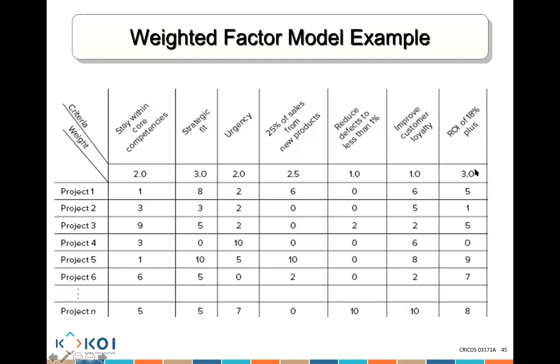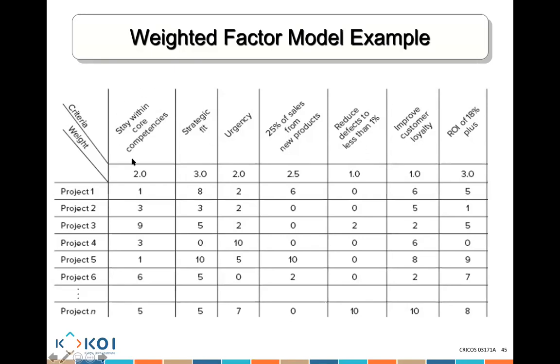Now, all of these criteria together equal 14.5. So the return on investment and strategic fit are the most important criteria. They are a 3. Reduce defects and improve loyalty are only a 1% criteria, whose importance is 1. So the higher number means the criteria is more important, and the lower number means the criteria is less important. So here we assign a weight of 3 and 3 for strategic fit and return on investment. Does that make sense?